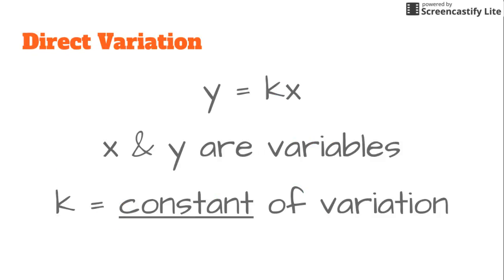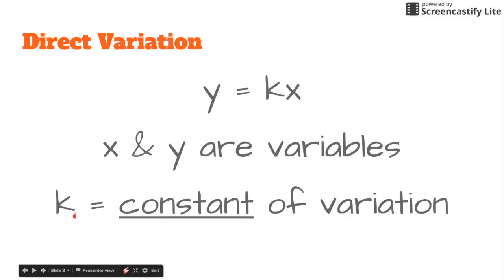A direct variation can be written as an equation, and that equation's form is y equals kx. In this equation, x and y are variables. They are always going to be variables. And remember that when we write an equation that we're going to graph, x and y stand for points on a graph, because remember, you have an x-axis and a y-axis on a graph.